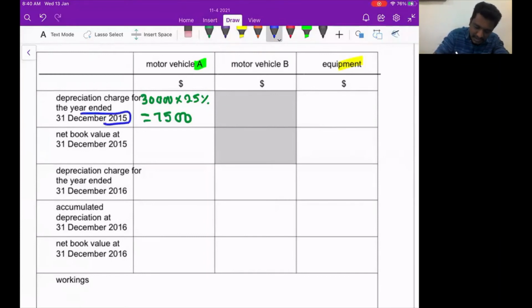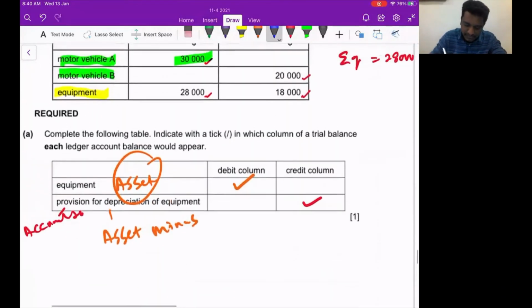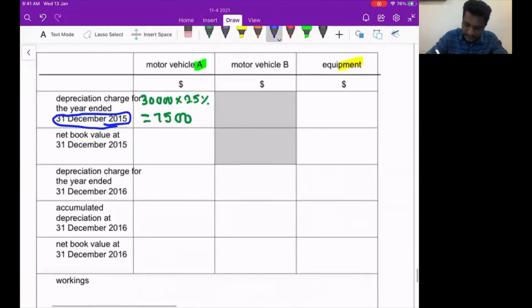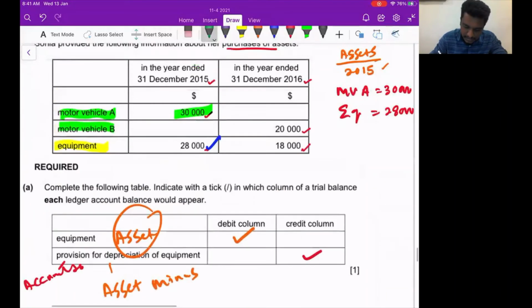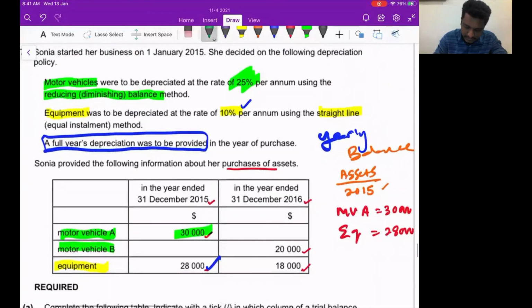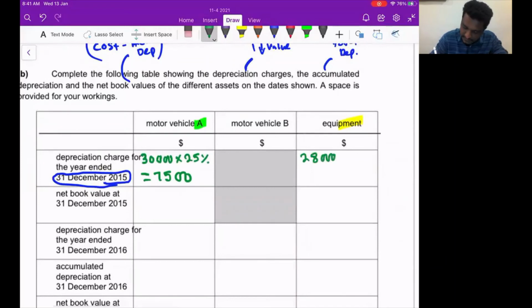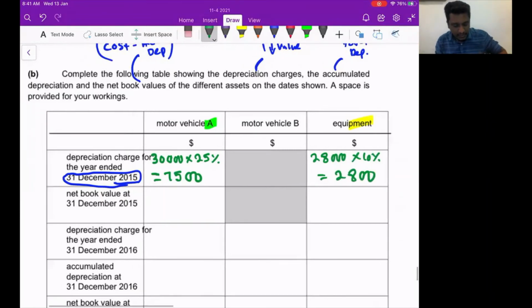Okay, now I want to calculate for equipment in the year 2015. I check equipment in 2015, which is 28,000. What is the percentage? 10%. So 28,000 times 10%, I get 2,800.